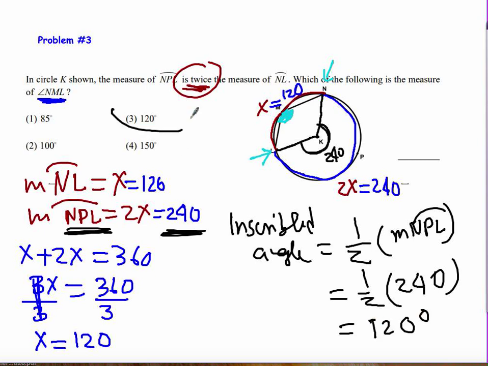So the inscribed angle NML is 120, I'm sorry.